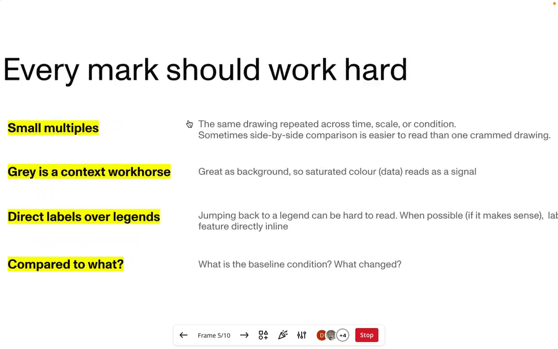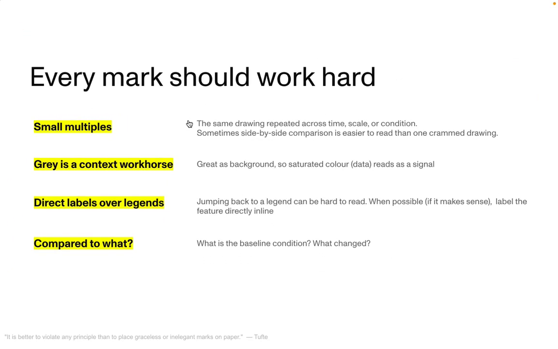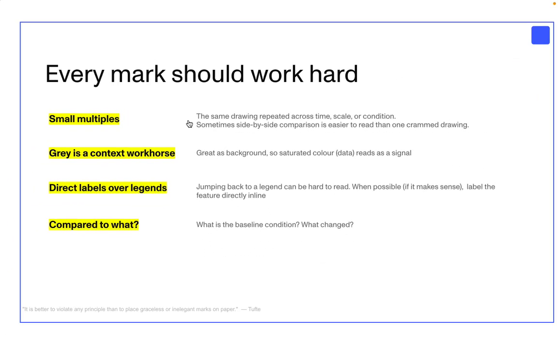Every mark should work hard. What does this mean? I don't remember. Okay, small multiples, the same drawing repeated across time, scale, or condition. I think maybe somebody had a question last class about, is it okay to have multiple maps next to each other with changes across the map to denote either different layers or changes across time? And the answer is always yes.